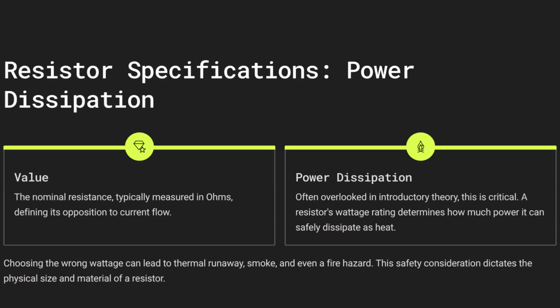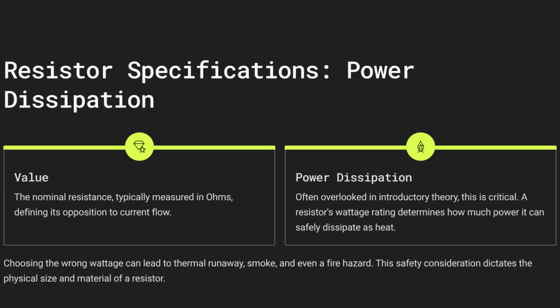Much worse. Yeah. If that resistor can't dissipate the power being forced through it, say a tiny quarter-watt resistor trying to handle 5 watts, that excess energy just turns to heat. Exactly. So you don't just get poor performance. You get thermal runaway, you get smoke, you get a fire hazard. Designers have to select the physical size and wattage rating just to ensure safety, which is why a 10-watt resistor can be physically enormous compared to a tiny 0.1-watt one.